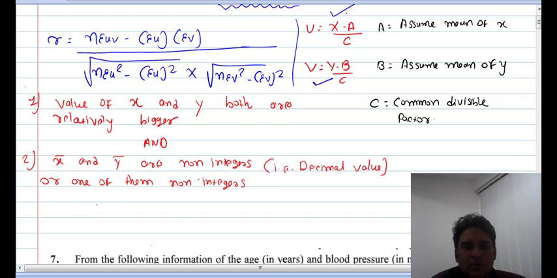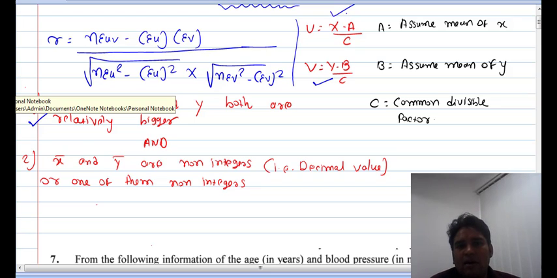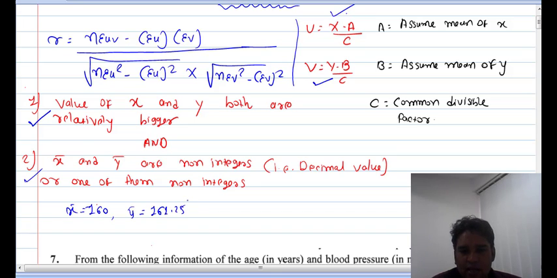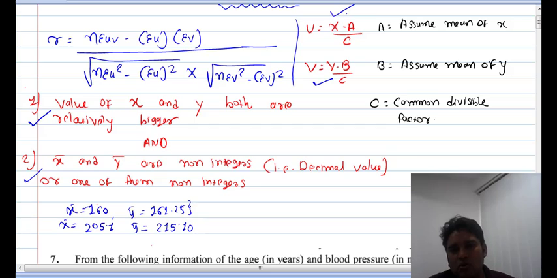Now when to use this method? When the values of x and y are relatively bigger, that means x and y are given in thousands or hundreds, and x bar and y bar are non-integers. That means when x bar and y bar are in decimals, or one of the values is a non-integer, for example x bar is 160 and y bar is 161.25, in this case also you have to apply the UV method. When x bar is 205.1 and y bar is 215.10, in both situations you have to apply the UV method, right?